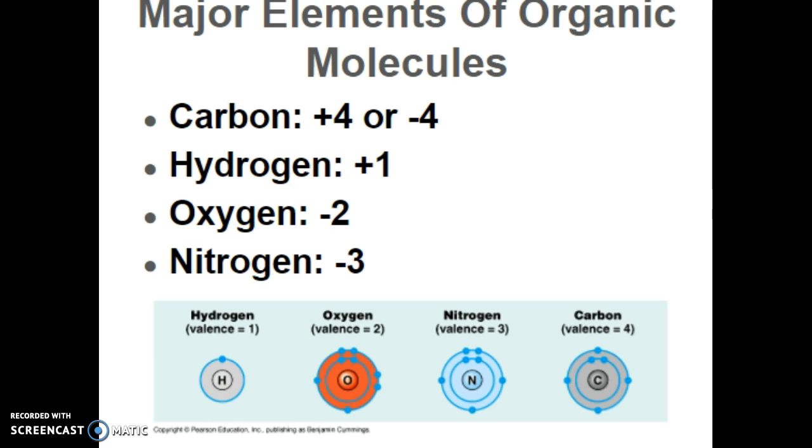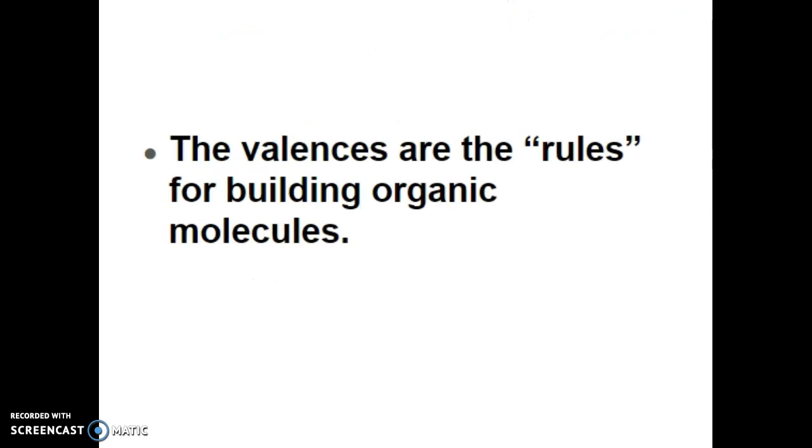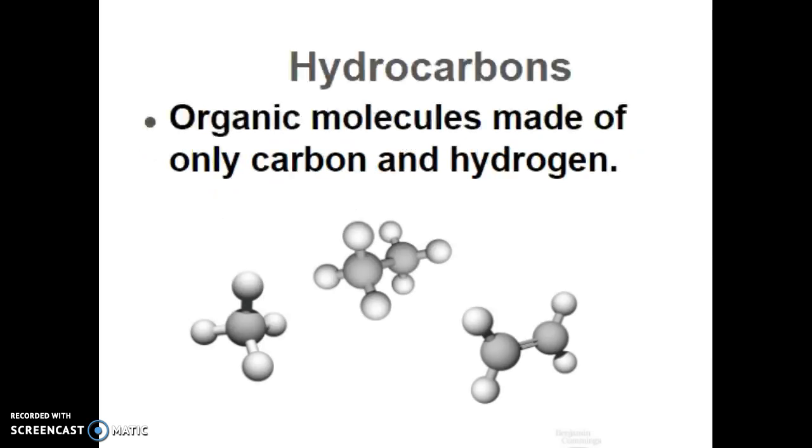So that should sound familiar. Those are the 4 elements that are essential for life. Those are the 4 macro elements: CHON, carbon, hydrogen, oxygen, nitrogen. And you see there the valence electrons and the charge that accompanies those when they form bonds. So the valences, the number of valence electrons, those are the rules for building organic molecules. So we can only build as many over 4 electrons or as many under 4 electrons as we have in the valence shell.